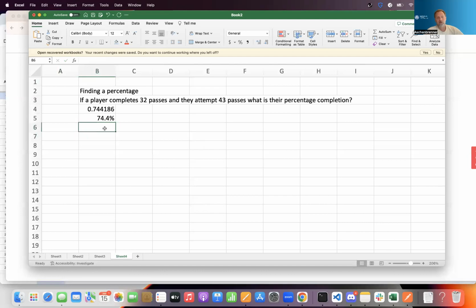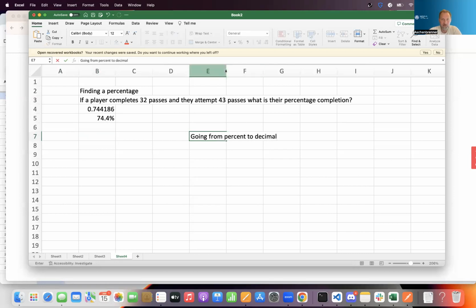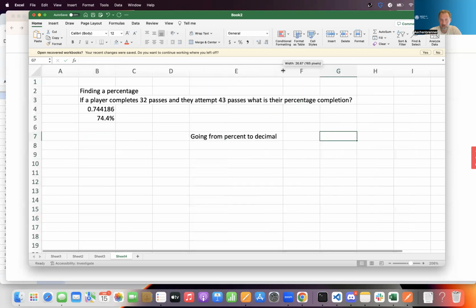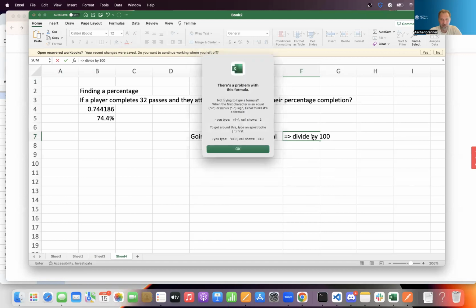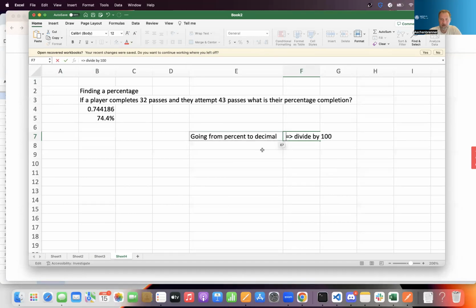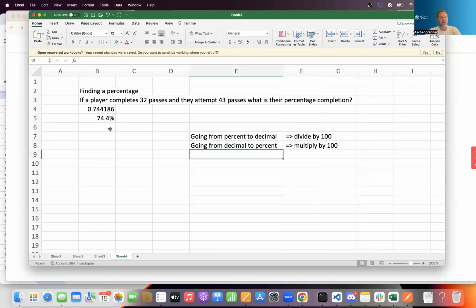So this is the answer. Mathematically, I'm doing the inverse operation of dividing by 100, because I'm going from percent to decimal. Let me make a little table here to illustrate the logic of what's happening. To go from a percent to a decimal, I would divide by 100. And to go the other direction, from a decimal to a percent, logically I would do the opposite, which is to multiply by 100.